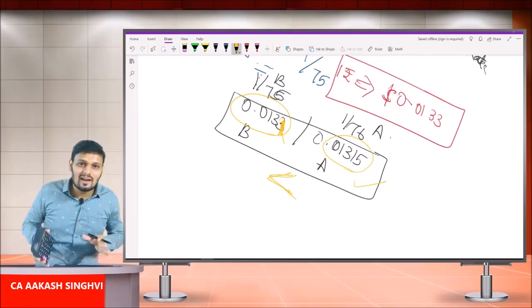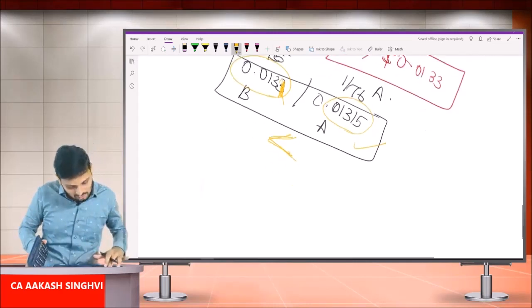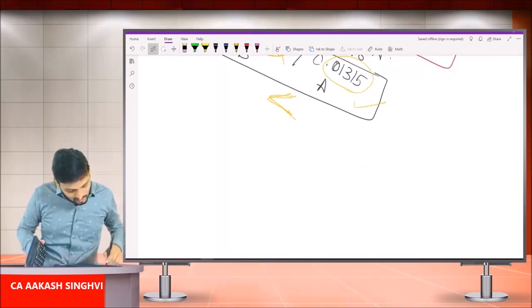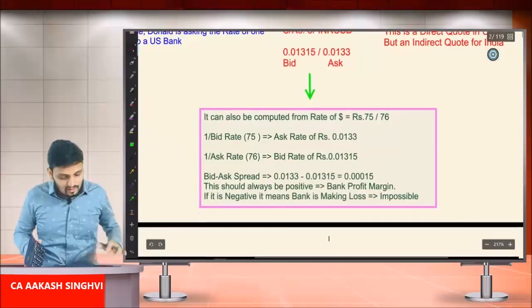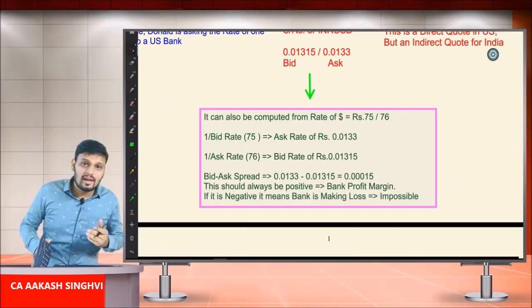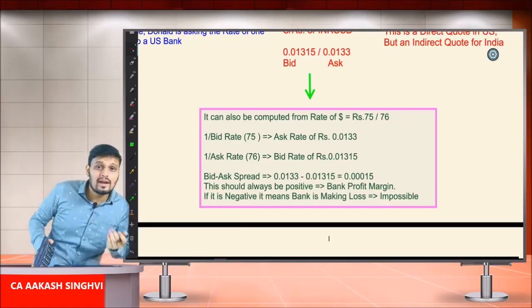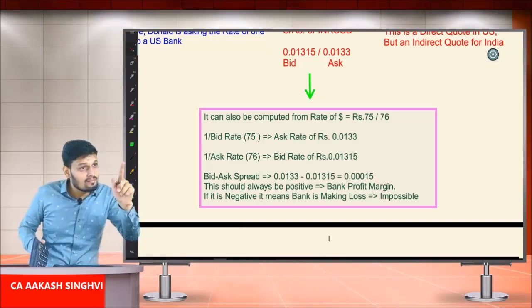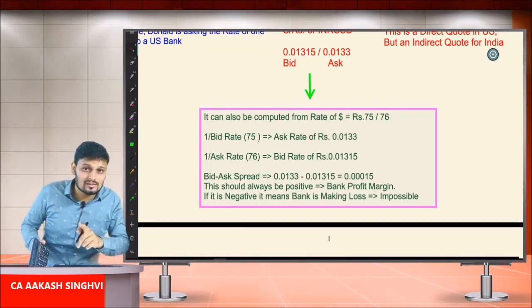It can never happen like that. You cannot compute like this. This is wrong. So, now, what is the conclusion we made? To get the rupee rate, 1 divided by ask rate of dollar will give us bid rate of rupees. 1 divided by bid rate of dollar will give us ask rate of rupees.